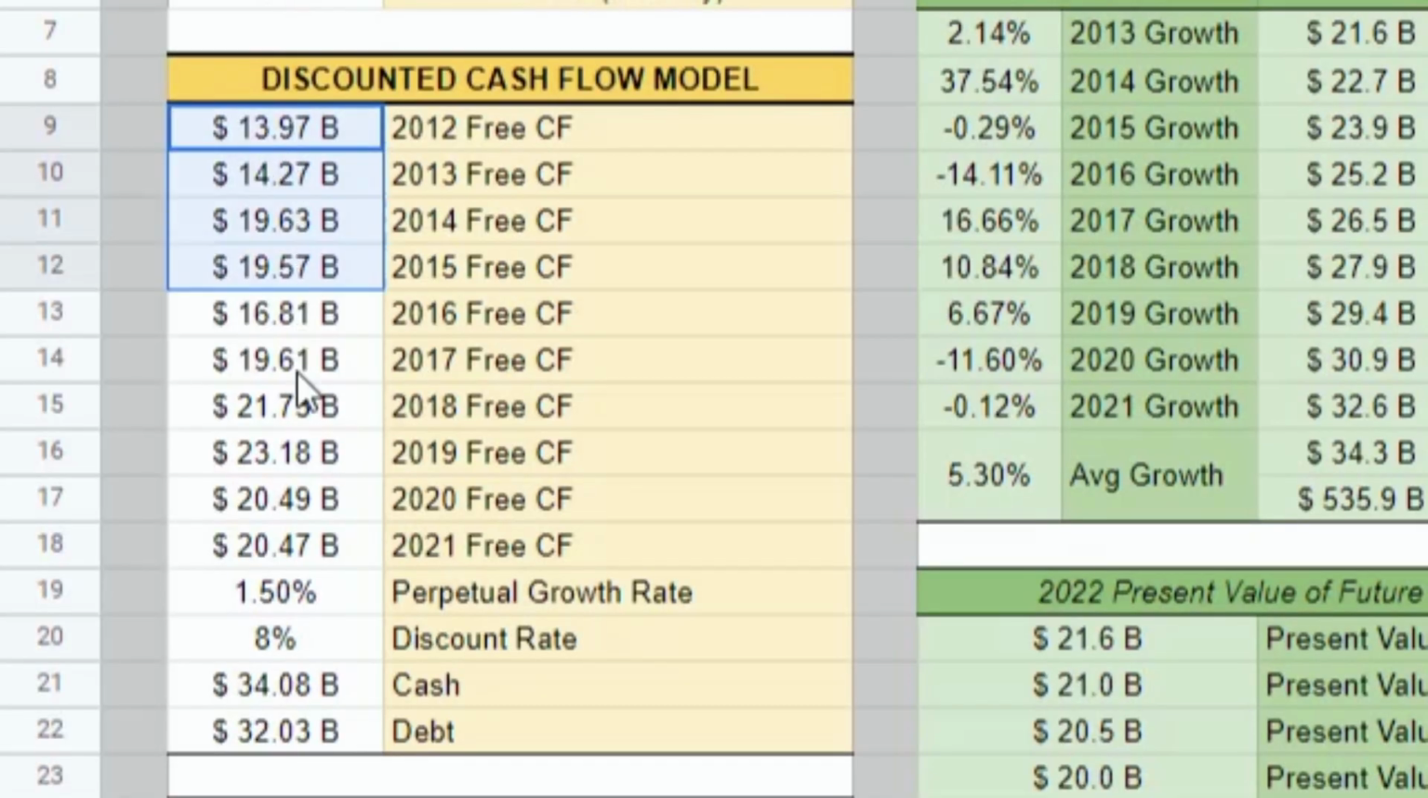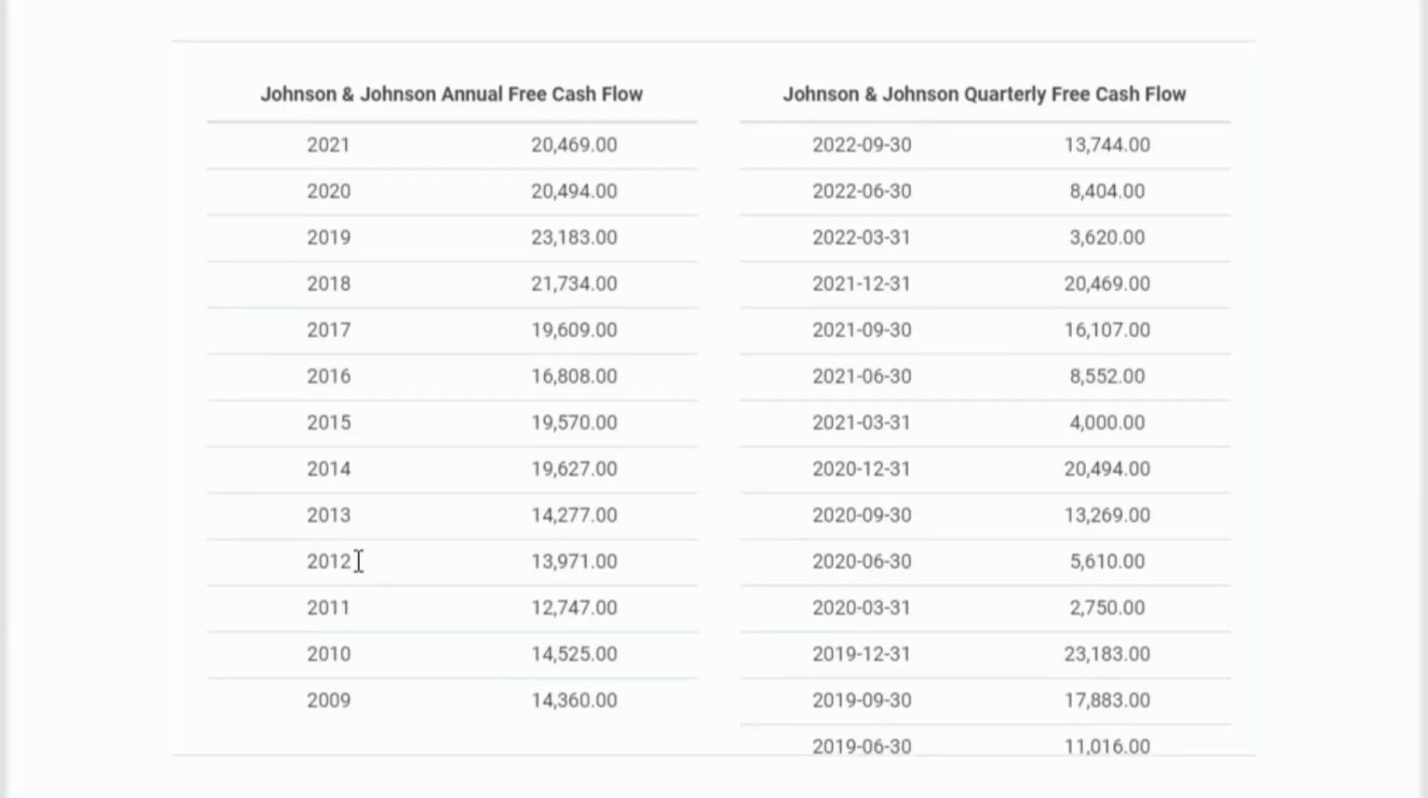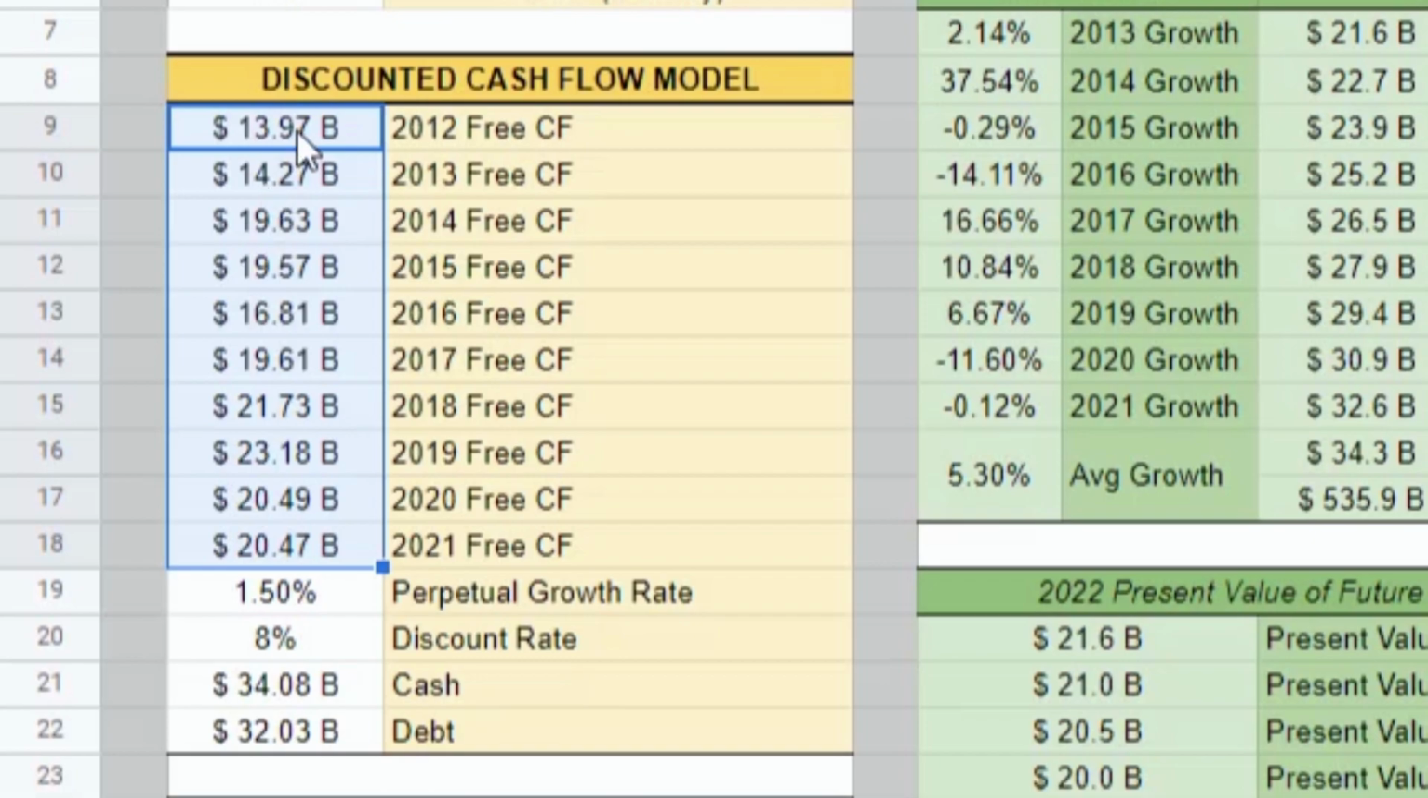To do this DCF model, we first have to find the 10 years of free cash flow, and we do that by going over to Macrotrends for Johnson & Johnson's free cash flow. Come down to the bottom, for 2012 all the way to 2021, 13.9 billion all the way up to about 20.4 billion. I have all of those numbers already put into the calculator.